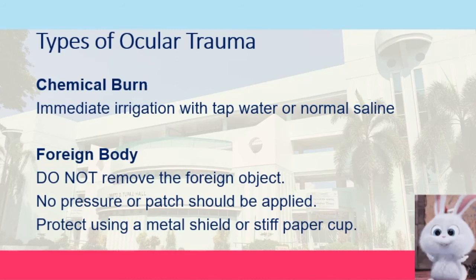Next, foreign body. If there is presence of foreign body or accidental dislodgement of a foreign body to the eye, please do not attempt to remove the foreign object. Do not also apply pressure or patch, class, because you are aggravating the problem of your patient. You're just pushing it. So what you will do is to protect it using a metal shield or a stiff paper cup.